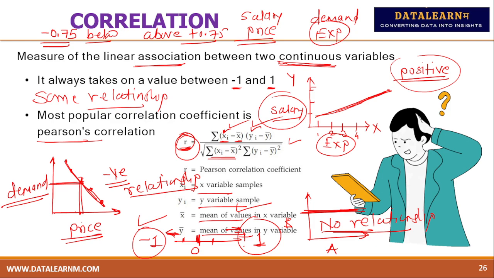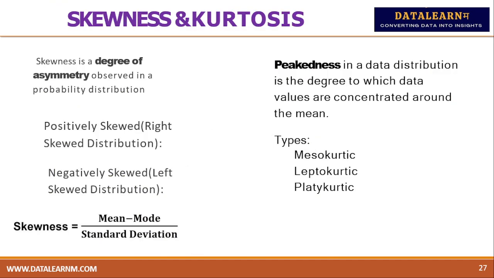Obviously, we are not going to calculate anything, but what you need to understand from this is there should be some correlation between the input and output. What am I talking about? The relationship between two: input and output, X and Y. There should be some relationship. It may be positive, it may be negative. And what is the range? -1 to +1. Okay.